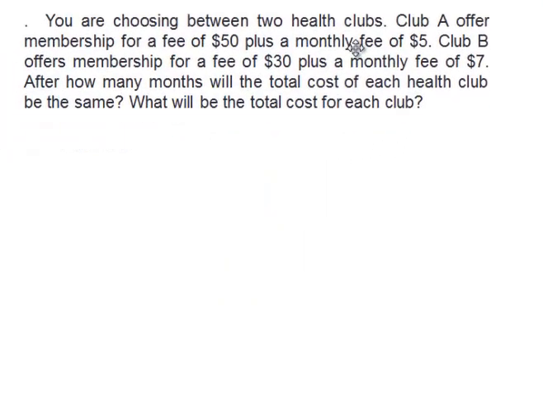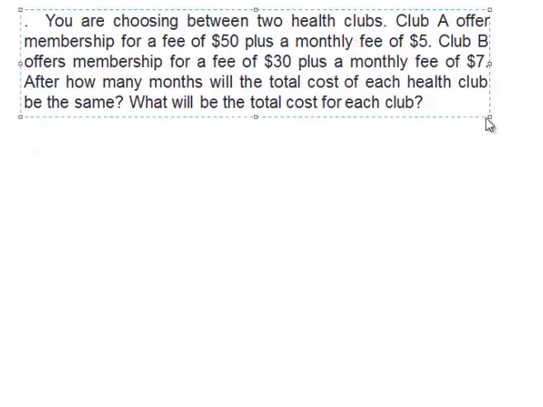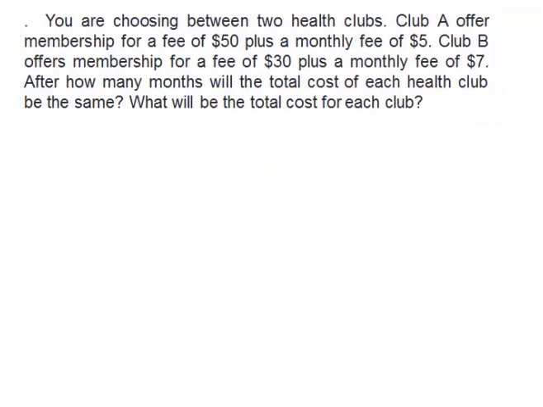And let us put this over here, and now we can actually go ahead and work on the answer over here. Again, let's read it carefully. You're choosing between 2 health clubs. Club A offers membership for a fee of $50 plus a monthly fee of $5. Club B has a membership fee of $30 plus a monthly fee of $7. After how many months would the total cost be the same?